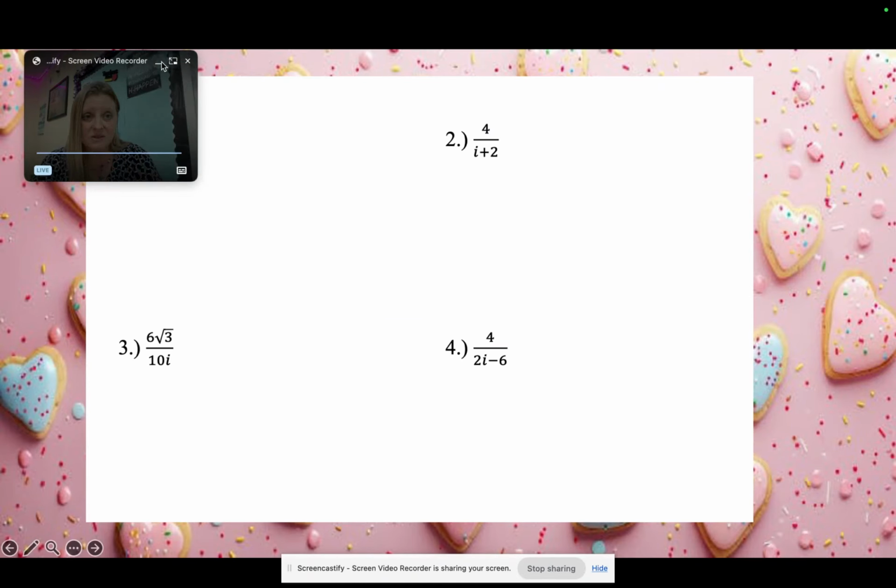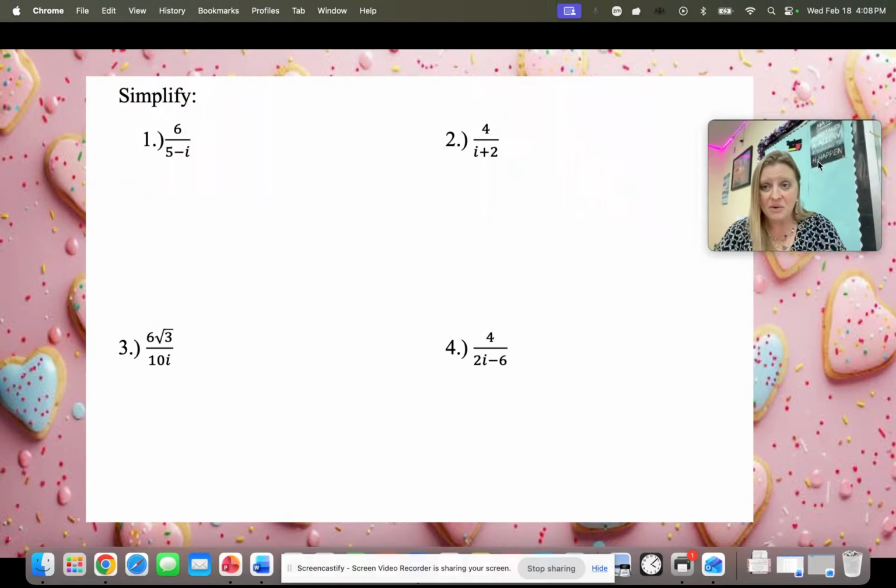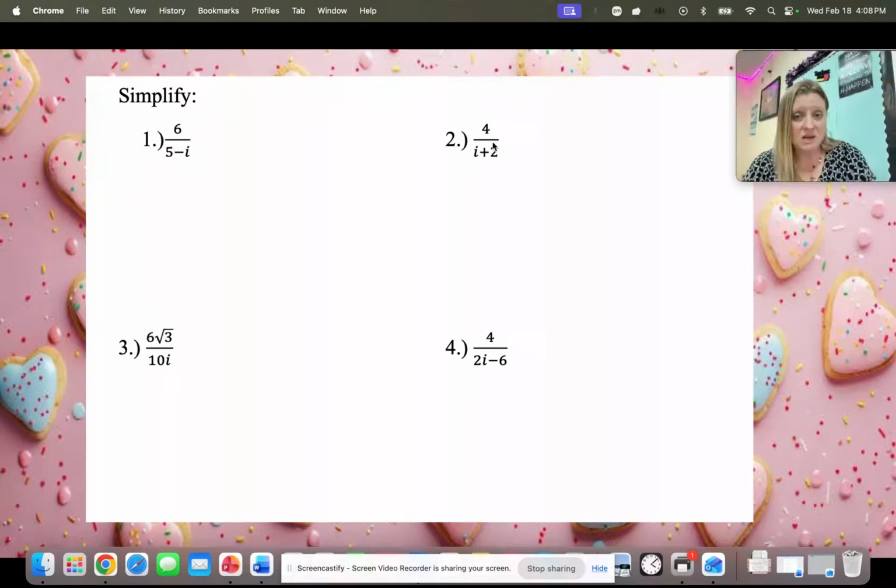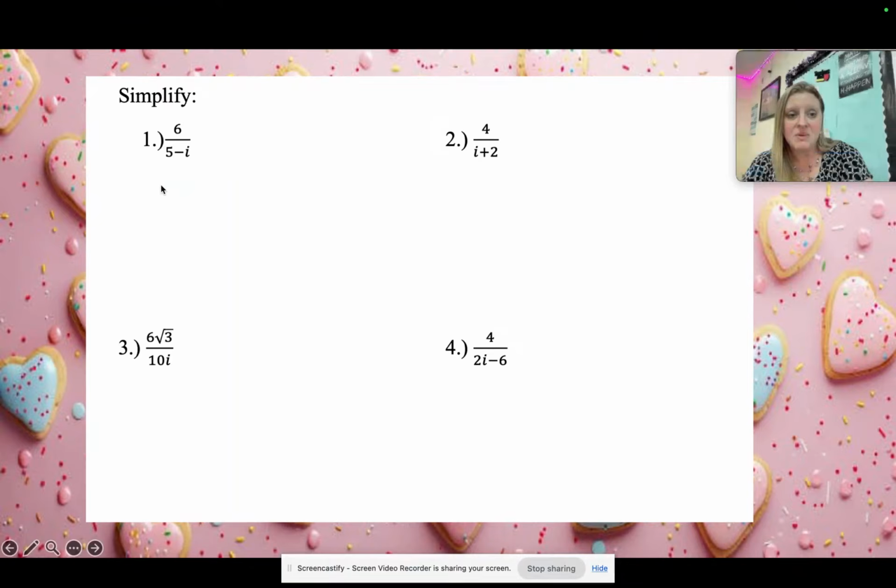So that's what we're going to do. Just practice those a couple times. Some of them need conjugates. I see one on here that does not. So it looks like number 1 is definitely going to need a conjugate because of the minus sign. So that's our first step.